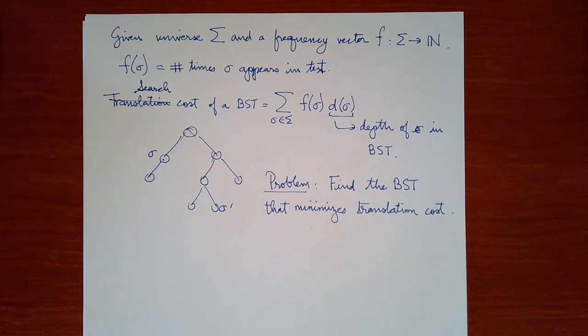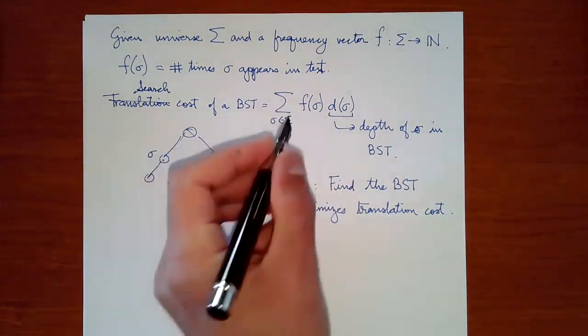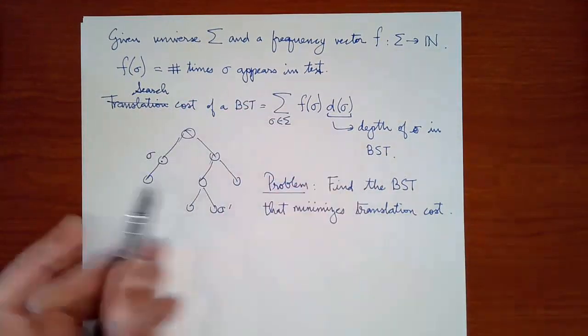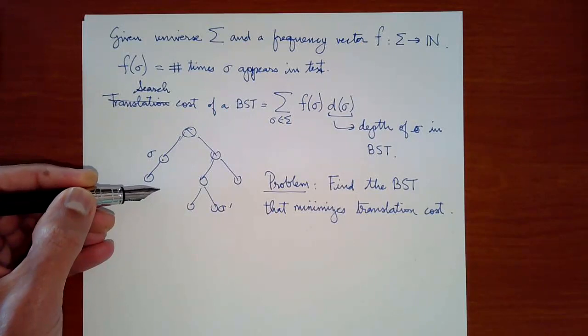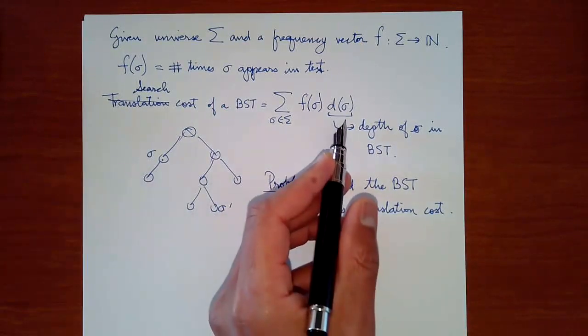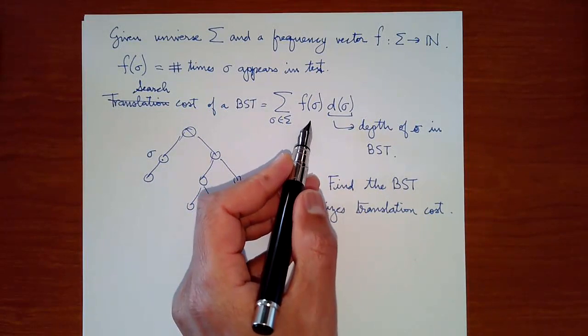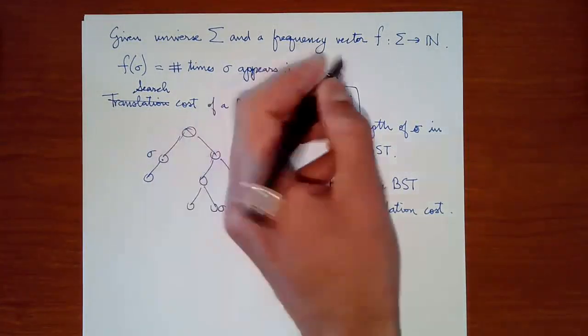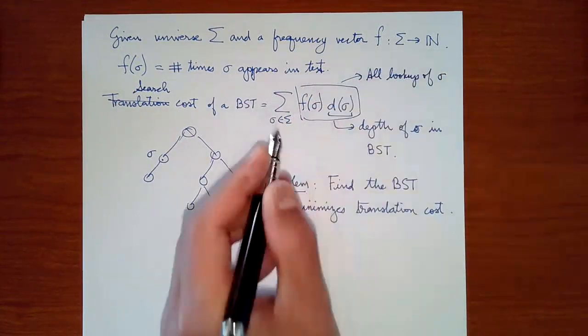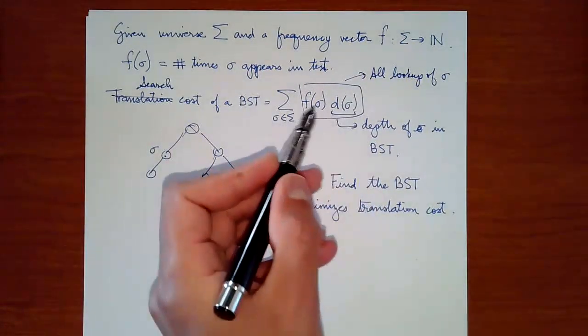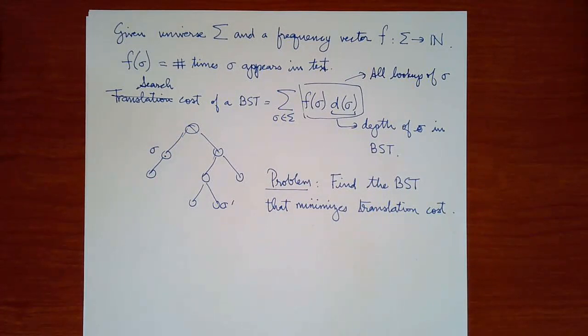So what would be the cost of a lookup once you build this optimal BST? This is the cost, right? The cost of looking up sigma is the depth of sigma, because that's how far down you have to go. And how many times do you look up sigma? F sigma. So this is the cost of all lookups of sigma, and then you're summing this over everything. So you're optimizing this quantity over all binary search trees. Understood.